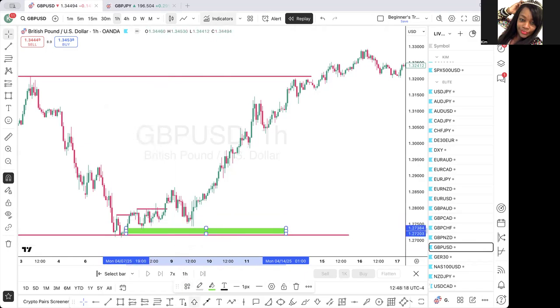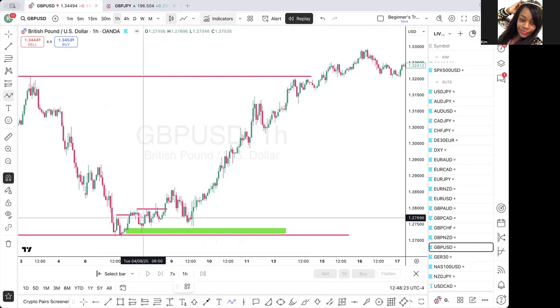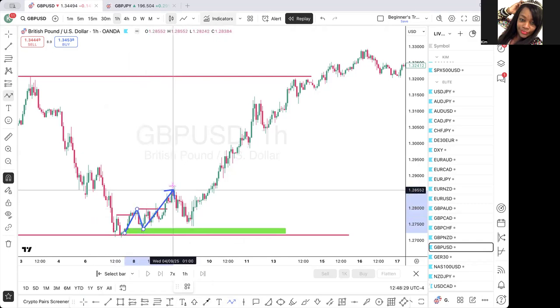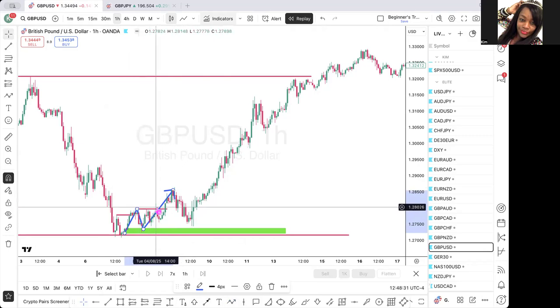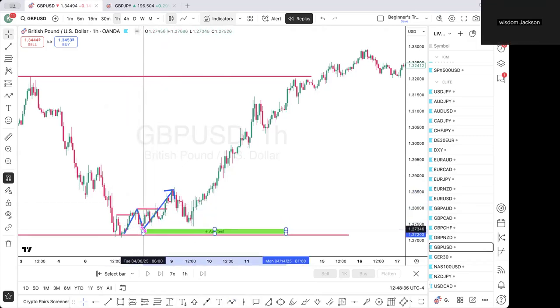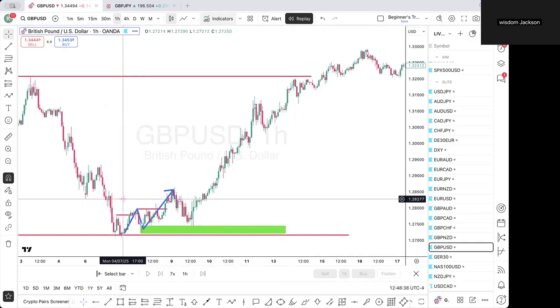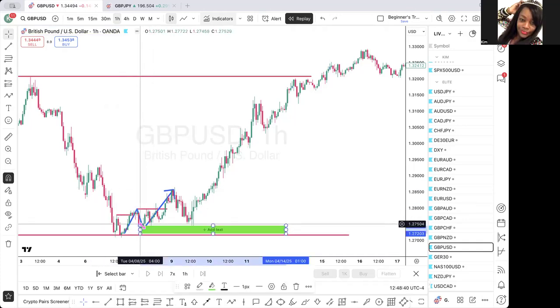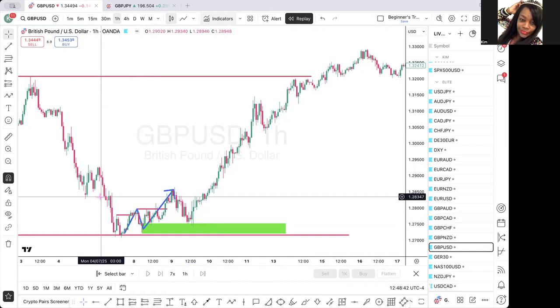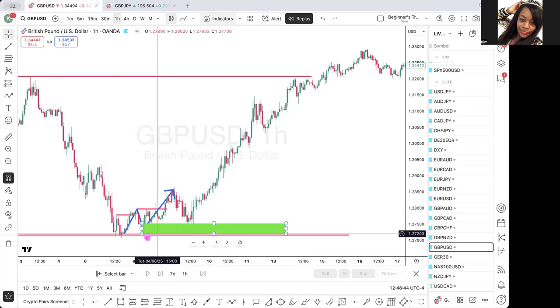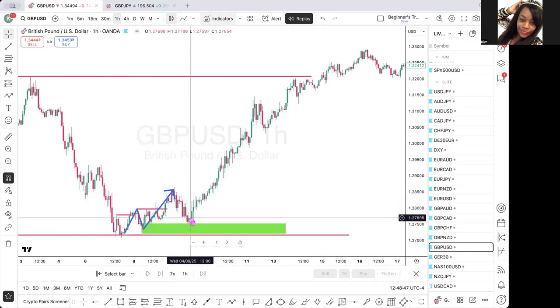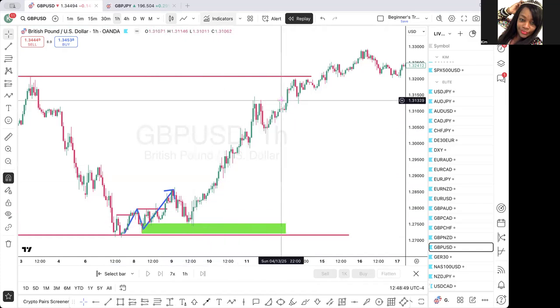But I need to see a push up, a pullback, and then the break of structure or change of character. And then I would have marked this candle here as the demand zone for it to pull back into and then keep buying.